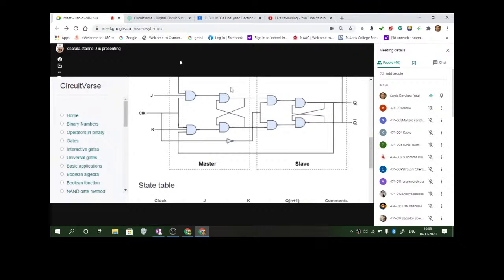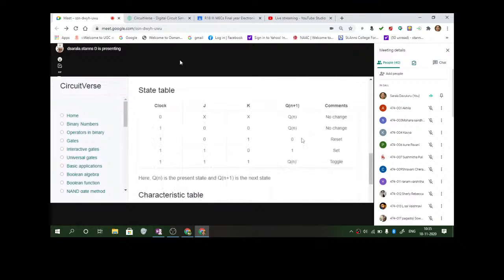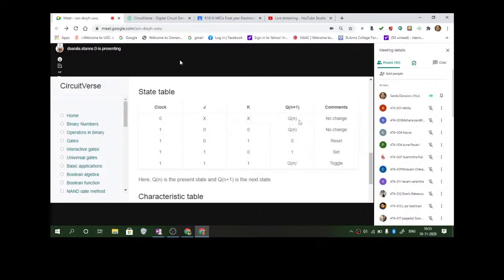So now what is the state table? When clock is 0, we have already seen, whatever be the conditions of J and K, it will remain in the same state. Q n plus 1, or n plus 1th second, is same as it was in the nth second. If clock is high only, all this information is affected. So we represent this as don't care. Clock is high, J 0, K 0, whatever be the state, it remains in the same state.